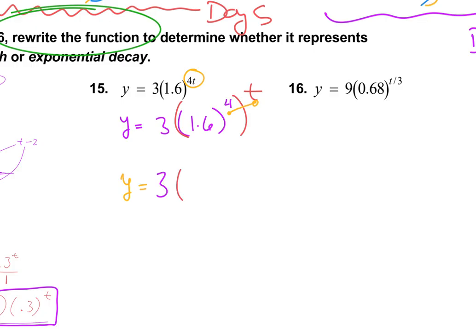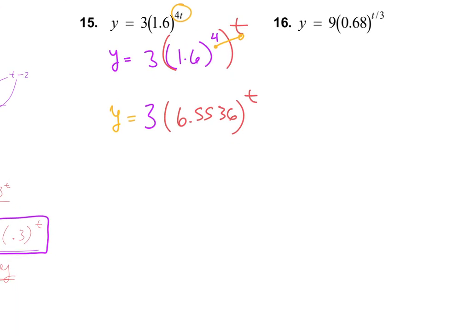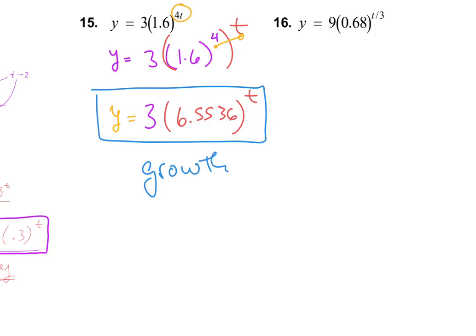It's going to be 6.5536 to the t power. I mean, we could round that, but leaving it like that's pretty okay. So that's it on that one. We're done. Yes, that is growth because 6.5 is definitely bigger than 1.